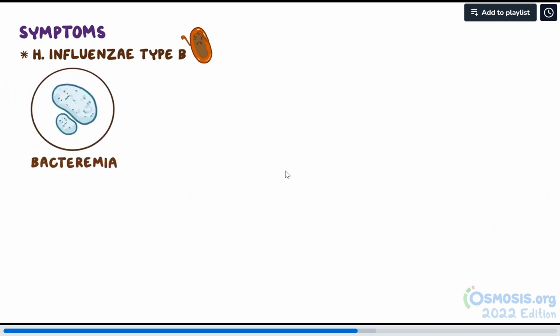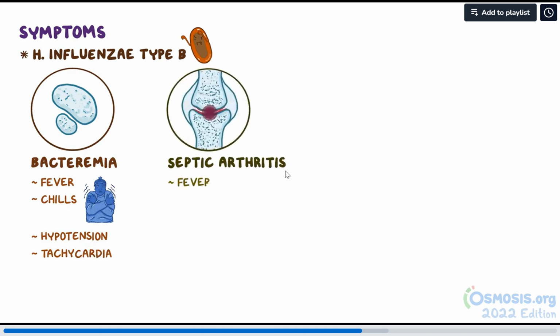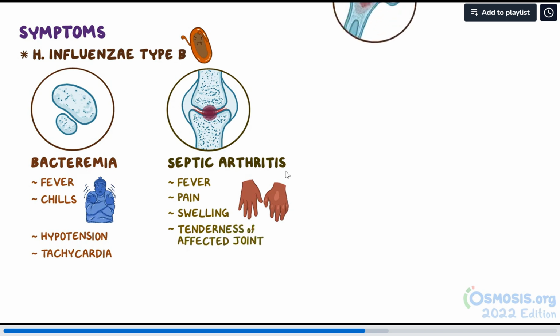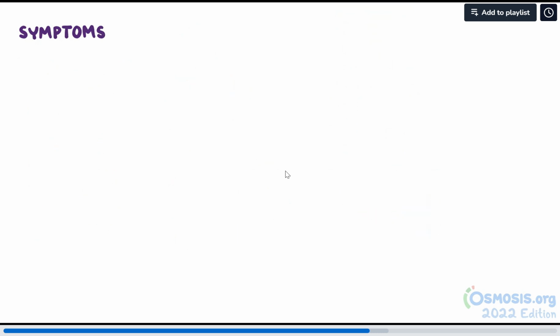With bacteremia, there may be fever, chills, hypotension, and tachycardia. With septic arthritis, there may be fever, pain, swelling and tenderness of the affected joint. And with osteomyelitis, there is fever, bone pain, and weakness. Now for infections caused by Haemophilus influenzae non-typable.